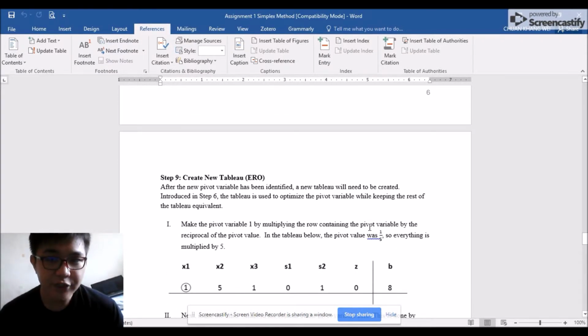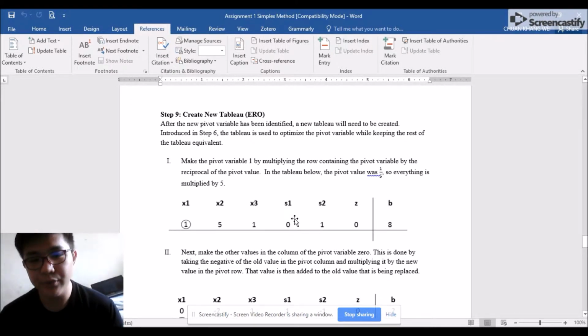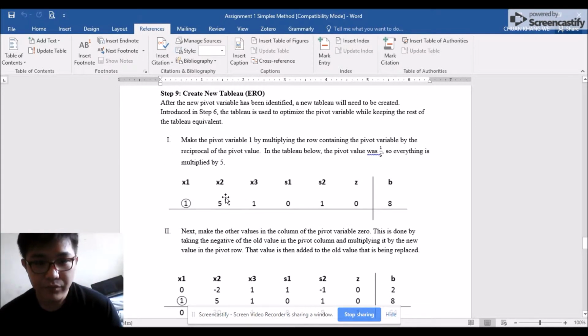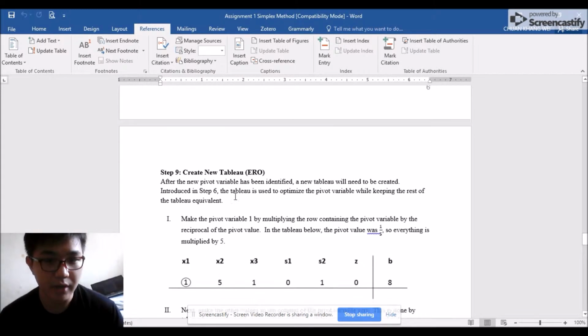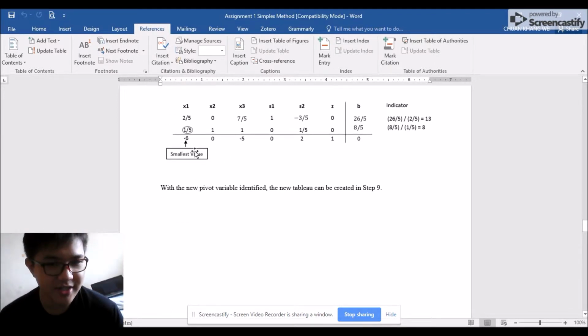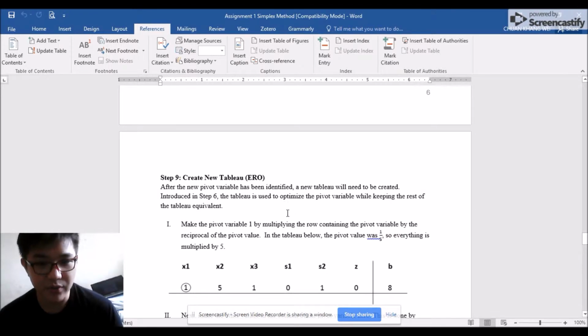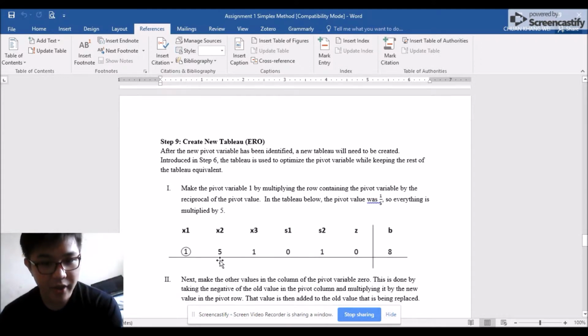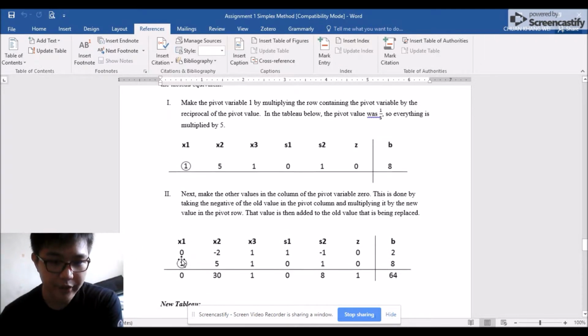Now, after determining the entering variable and the pivoting row, we need to carry out ERO to create a new W. In this case, we need to make the pivot variable 1 by multiplying the row containing the pivot variable by the reciprocal of the pivot variable. Before that, you can see the value is 1/5. So we need to multiply with the reciprocal of 1/5. So everything is multiplied by 5, so that we can get the value of 1.